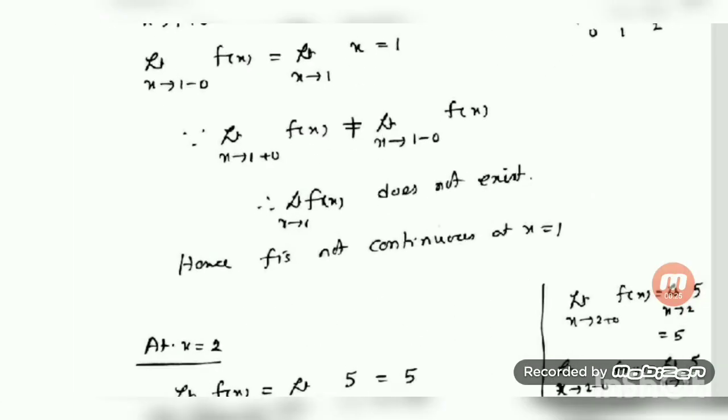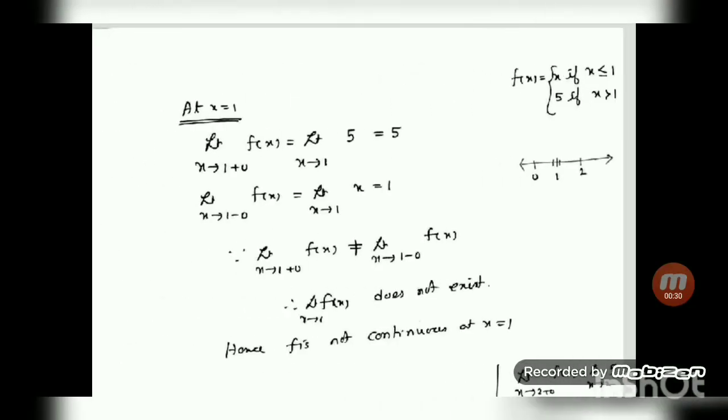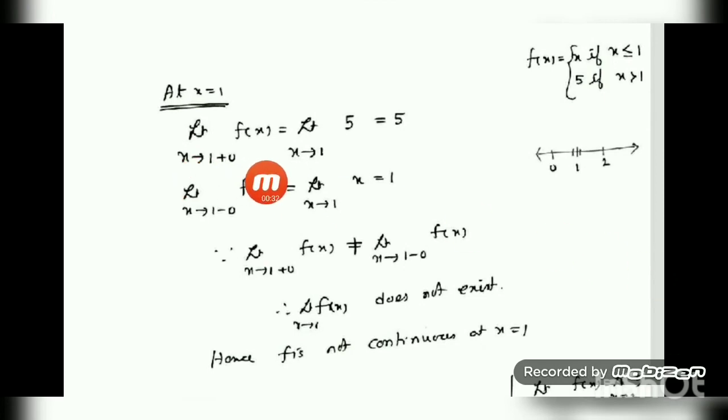Now for x equal to 1, here you see, you have to do limit x tends to 1 plus 0 of f(x) and limit x tends to 1 minus 0 of f(x), that is, left hand limit and right hand limit separately, because the value of the function for x greater than 1 and x less than 1 is different. Okay, so let us go to the next part.